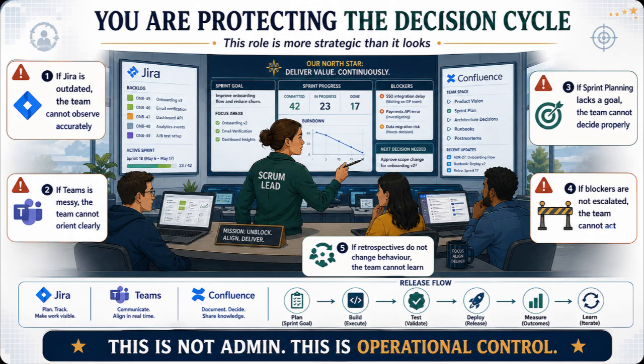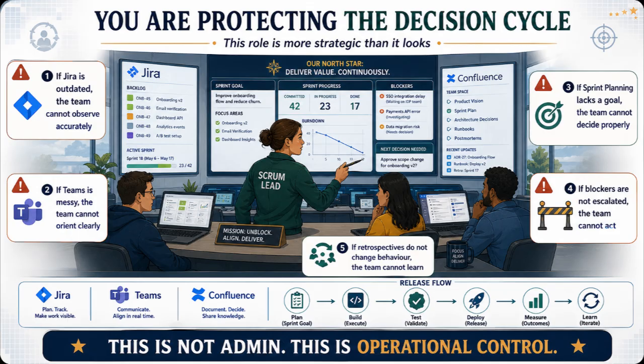If Jira is outdated, the team cannot observe accurately. If Teams discussions are messy, the team cannot orient clearly. If sprint planning lacks a goal, the team cannot decide properly. If blockers are not escalated, the team cannot act. If retrospectives do not change behavior, the team cannot learn. That is the full audit Scrum operating logic.